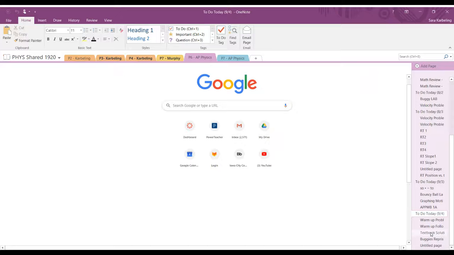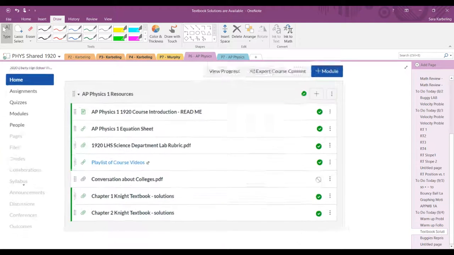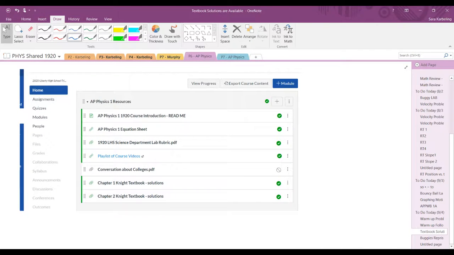Before I do that, I meant to show you guys yesterday and I forgot, just to make sure that you're all clear. This is a little screenshot from Canvas showing that the solutions are in the first module, okay? And they live right down here, chapter 1, chapter 2, and I'll just keep adding them for the rest of the year, okay?